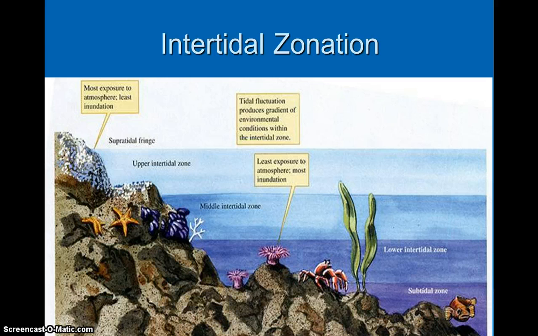So here's just an example. We have the splash zone, the upper intertidal zone, the middle intertidal zone, lower intertidal zone, and the subtidal zone. This is where different things live.